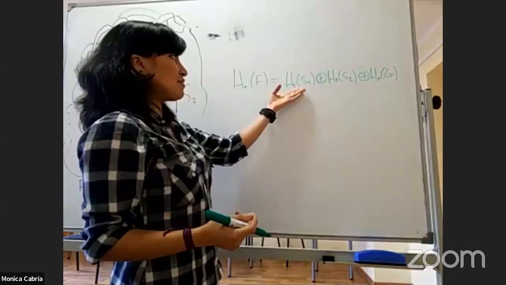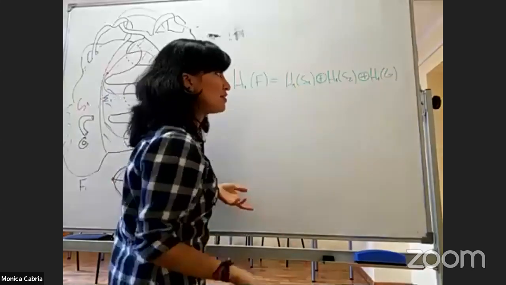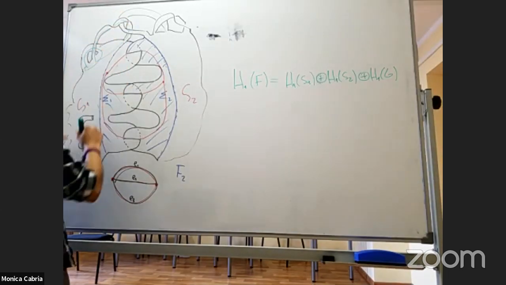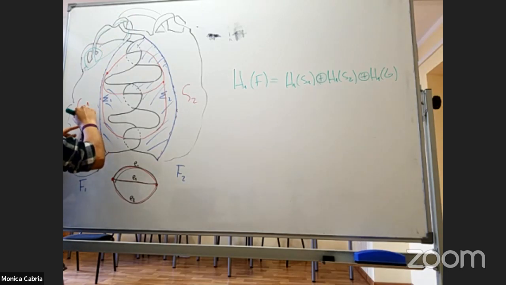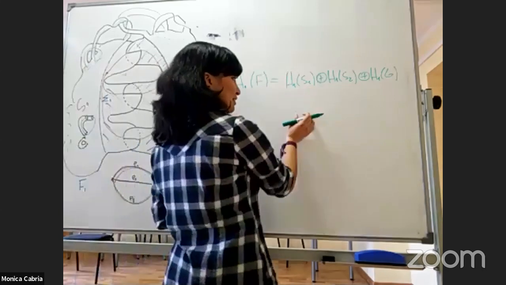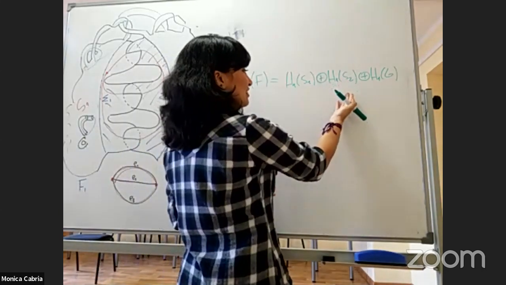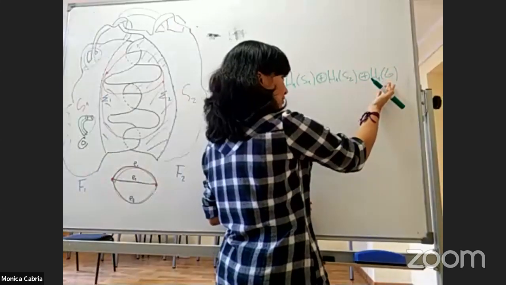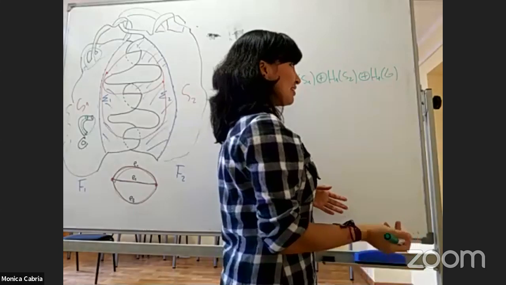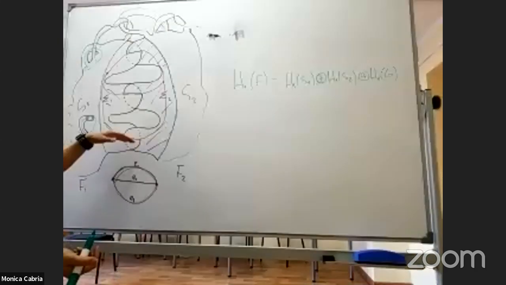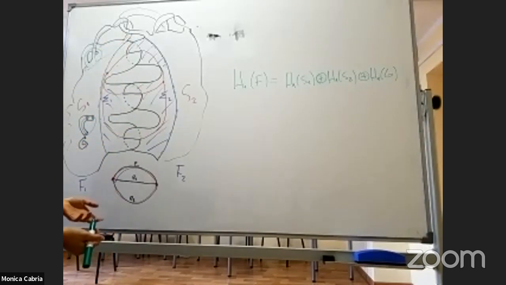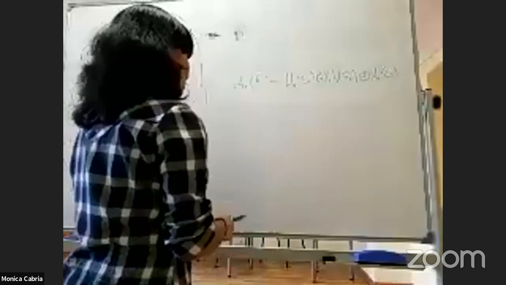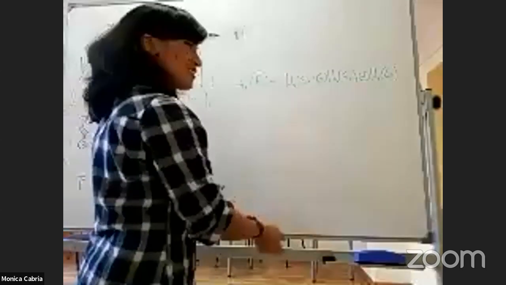If S1 has genus G1, then for each handle we have two generators, this and this, like a meridian and a parallel. So we will have two G1 generators. Here it's generated by two G2, in the same way. And here we have generated by R minus one, the number of clasps minus one, because we fix one of them to get the cycles. So this is what we have from the previous board.